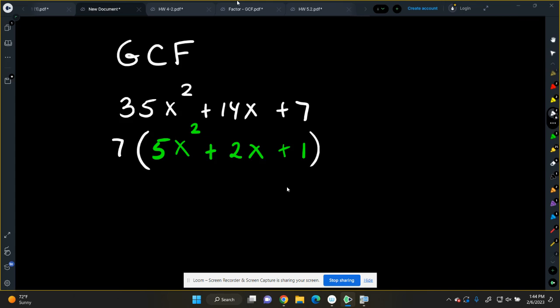Yes? Are you able to write that without the 1? No, you need to put the 1 there because it's a plus 1. If it was next to the x like that, then you could leave the 1 off. Okay? Okay, let's look at another one.